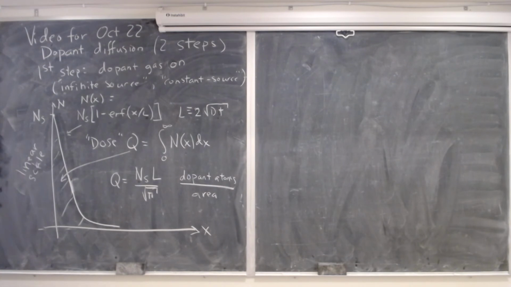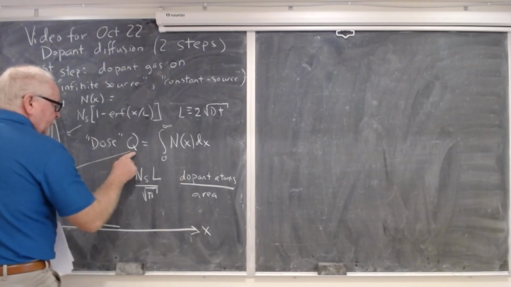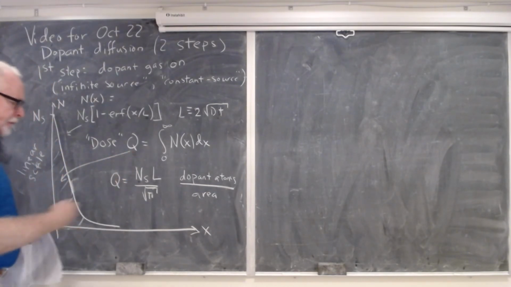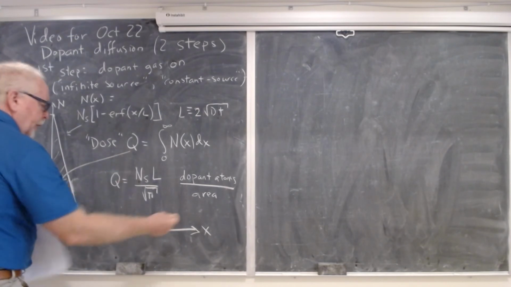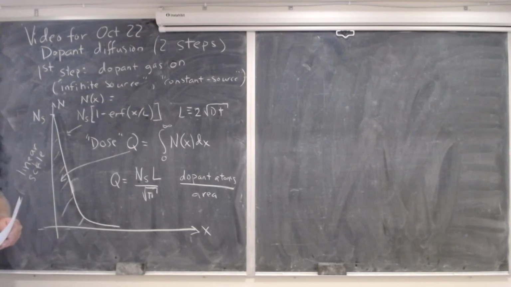So the idea is here that you're going to do dopant diffusion in 2 steps. In the first step, you're going to have the gas on, we call that infinite source or constant source. Basically, there's a source, the gas, above the wafer. You're going to do that for a certain amount of time, and you're going to get this distribution. The idea is to do it until you get a certain Q, a certain dose of dopant atoms per unit area on the surface of the wafer.